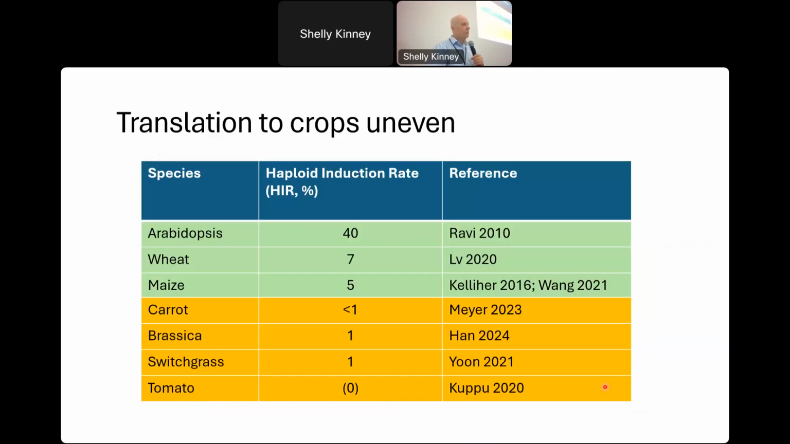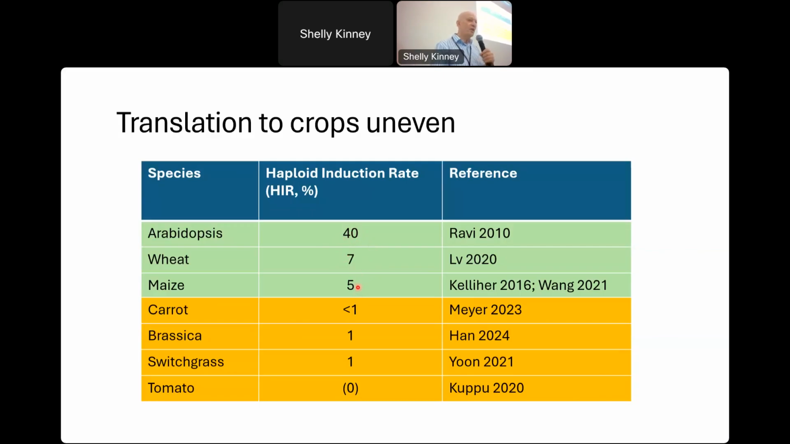Now, the translation to crops has been uneven. So in Arabidopsis, the haploid inducer described by Simon Chan and Ravi has high efficiency, 40% haploid induction. And actually, this has been translated into wheat and into maize, and I'll tell you a little more later, where it's a decent haploid inducer.